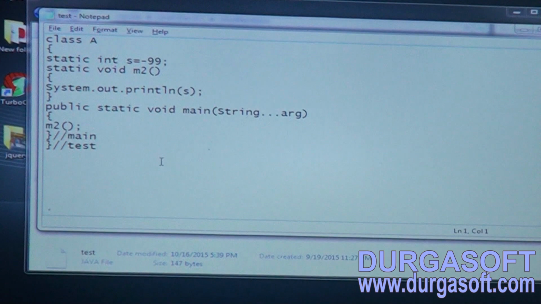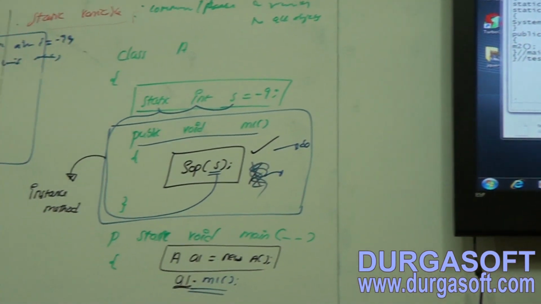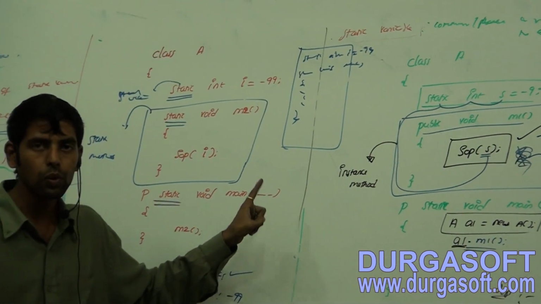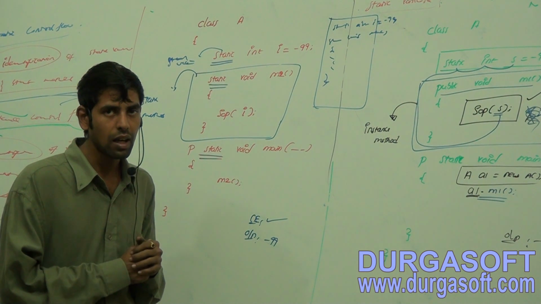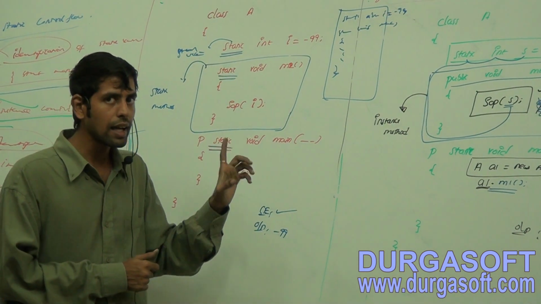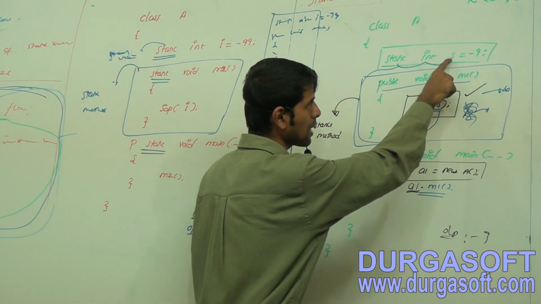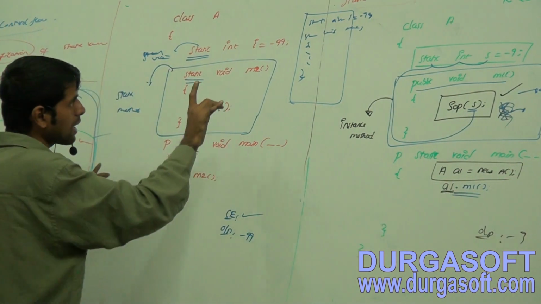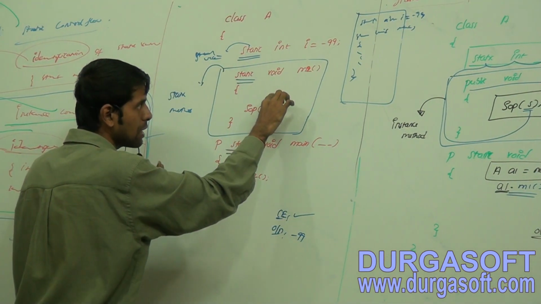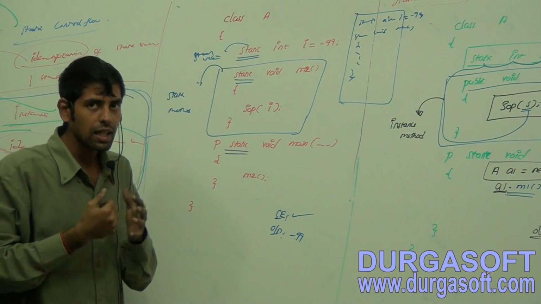Now, based on these two codes or two programs' execution, can we conclude one thing? What is that? We can access static variables directly within the instance area, and we can access static variables directly within the static area. And what is the reason?